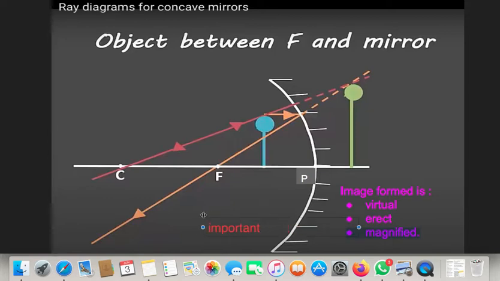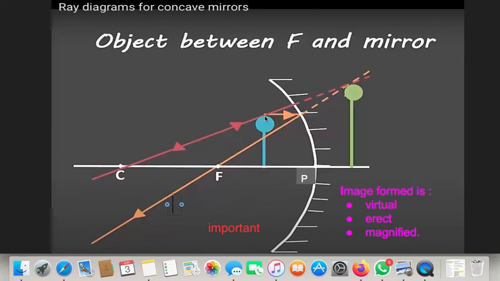It is important for the reason that in this particular case only, when the object is between F and the pole, or F and mirror also, the examiner can give it. Whenever this is the case, only in that case, the image formed by a concave mirror is virtual, erect and magnified. Okay, so now let us draw again two rays.